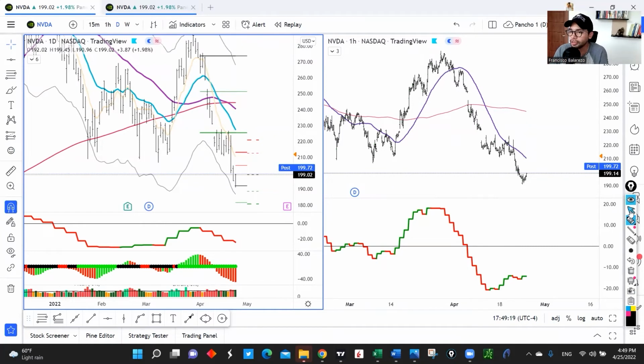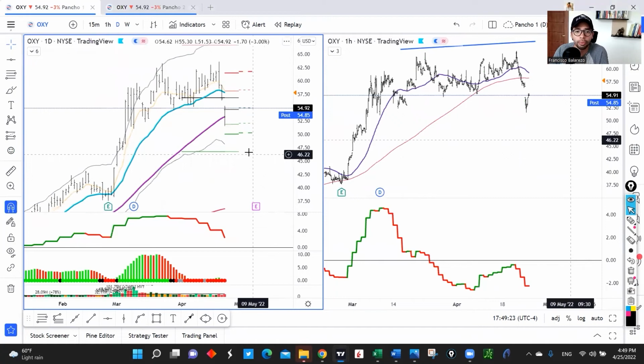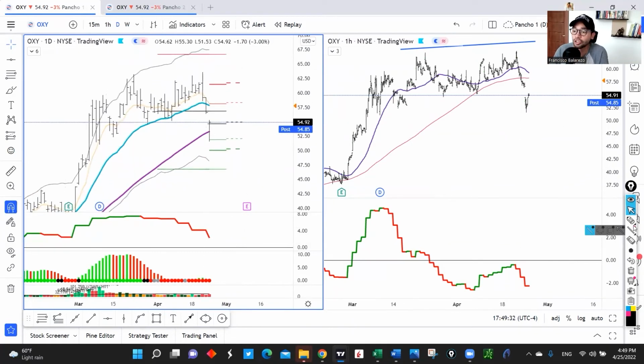Now let's take a look at the next name that I have here. I have Oxy, and Oxy was actually one of the best trades. It was actually the best trade that I had to the long side last week. And right now I'm looking at Oxy as a short setup.